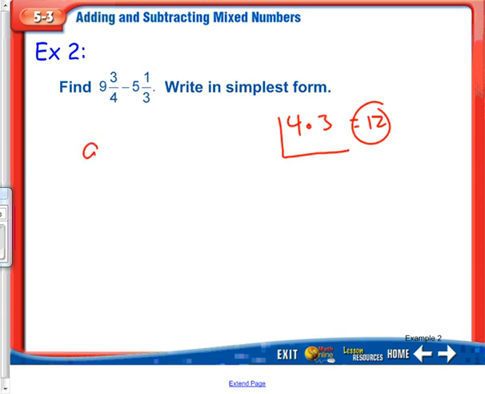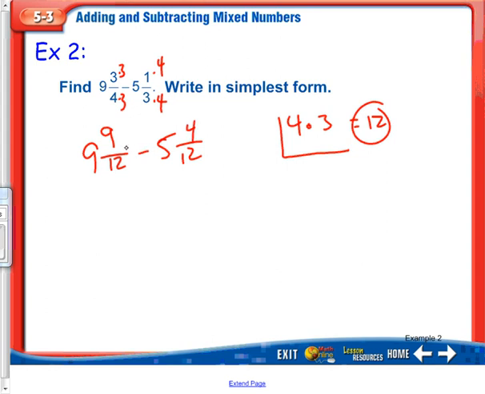So I'm going to rewrite this as 9 with a 12 on bottom minus 5 with a 12 on bottom. Okay, and so how did I get 4 to 12? I multiplied by 3. So whatever I did to the bottom, I have to do to the top. So it's going to be 9/12. And 4 times 3, 3 times 4. So I've got to multiply the top times 4.